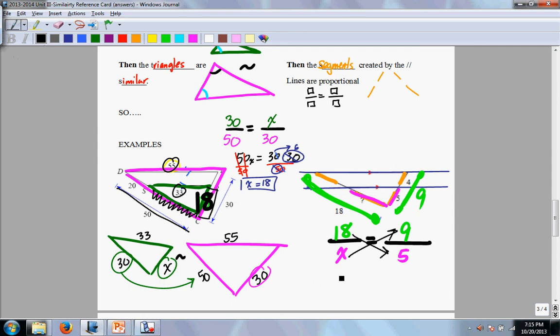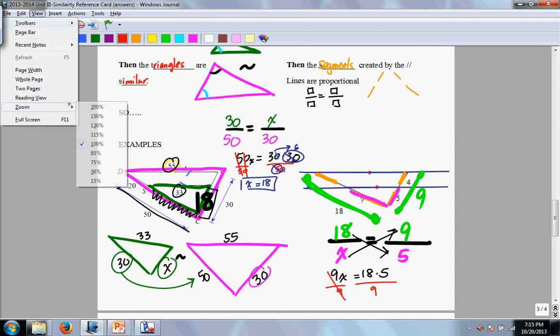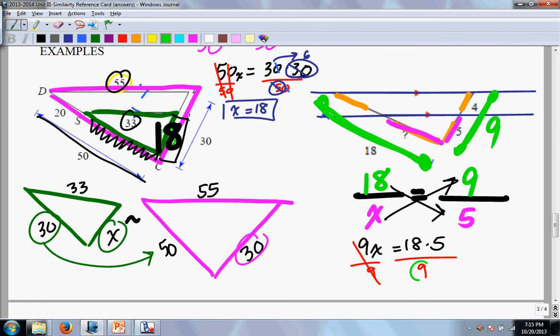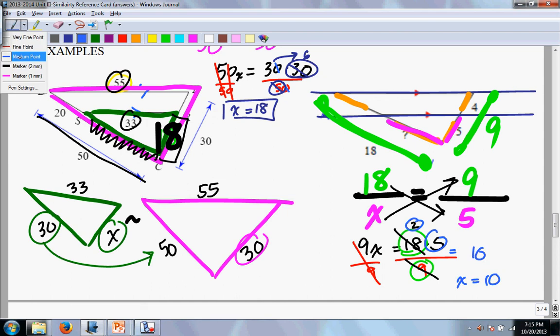Now we cross multiply. So I have 9x equals 18 times 5. Key to multiplying is not multiplying. It's reducing. I divide by 9. Get really close here. Circle 9 and circle 18. Let's reduce that. 9 goes into 18 twice. Circle the 2 and the 5. Those multiply, and x, or the unknown here, is going to be 10.